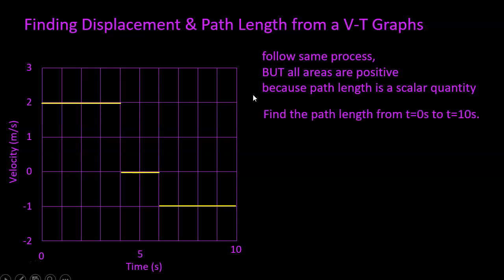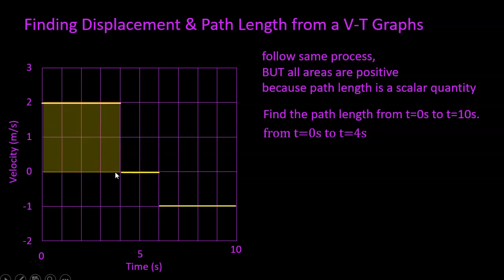In this problem, we're asked to find the path length from 0 seconds to 10 seconds. So that's going from here all the way over to here. We have 3 different velocity lines. We need to find the area between the time axis and the velocity line for each of those 3 lines. So our first section is 0 to 4 seconds, and that's represented by this area. And of course that's 2 meters per second times 4 seconds, which will give us a path length of 8 meters.